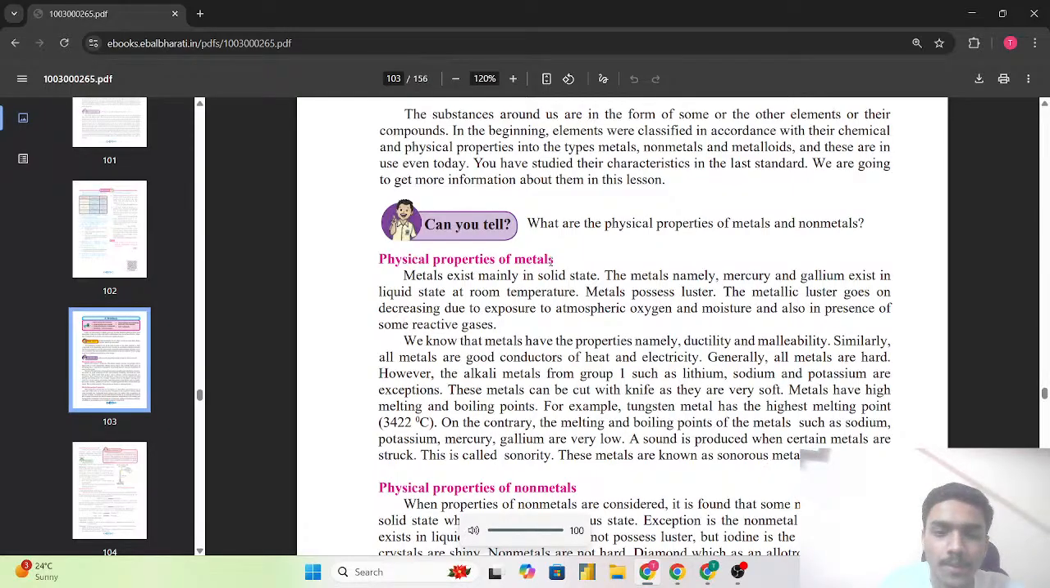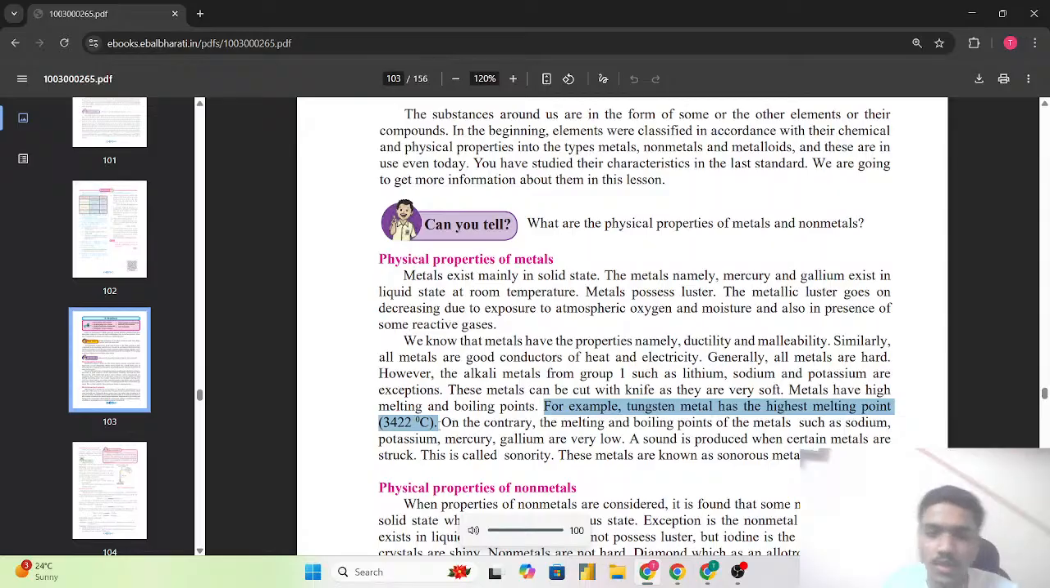Metals have a high melting and boiling point. The melting and boiling points of metals are the highest. For example, tungsten metal has the highest melting point, that is 3422 degrees Celsius. And where is tungsten metal used? It is used in the filament of the bulb. In the filament of a bulb, tungsten metal is used. So, as this has the highest melting point, that is 3422 degrees Celsius. Again, this is one of the important questions which may be asked in the complete the following section in the exam. Tungsten metal has the highest melting point, that is 3422 degrees Celsius.